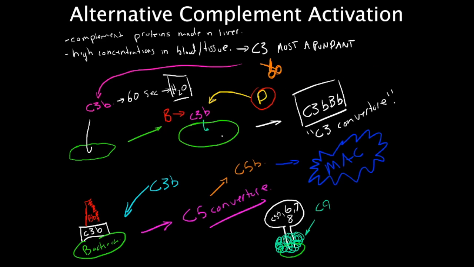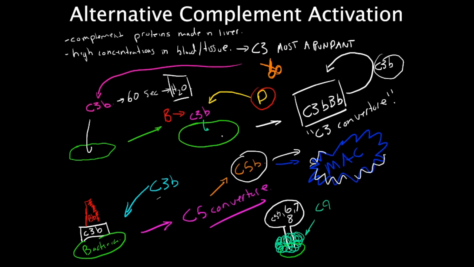After that, factor D comes in and cleaves B to form C3bBb, or C3 convertase. C3 convertase then has a positive feedback loop, so it just continuously makes more C3 convertase by cleaving C3 molecules to form C3b molecules. Okay? Eventually, C3b will combine with a C3 convertase to cleave C5 into C5b and C5a. C5b is what we're interested in because it is involved in formation of the MAC. So the MAC attacks cell membranes, and then you have cell death.